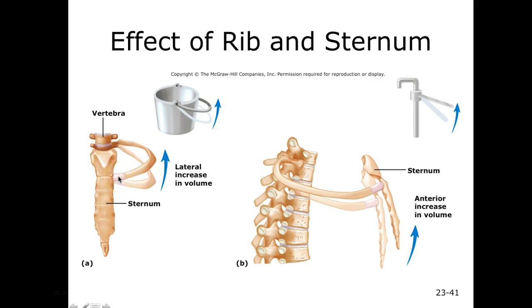If we need to breathe in and increase our thoracic cage volume, then we are able to slightly move our ribs upward, kind of like the handle on a pail. And if we look at the sternum, you'll see that that is moving up kind of like a handle. So it's moving superiorly and anteriorly.